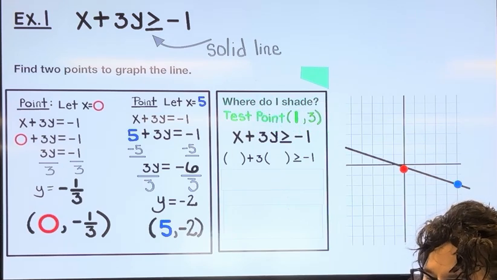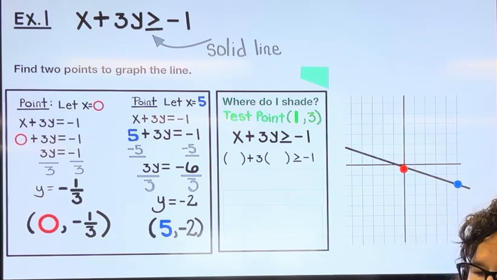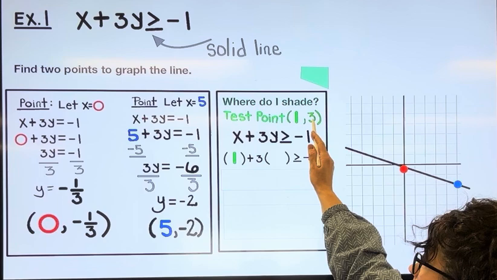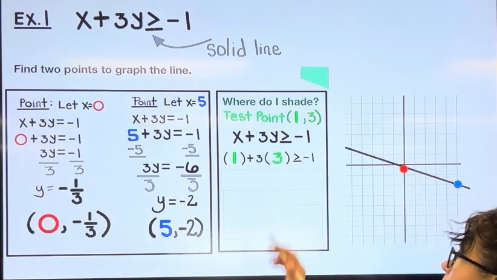Whoops, my bad. Try this again. Oh, I'm having a hard time here. I'll just redraw that. I'm going to replace the x with 1, and then I'm going to replace the y with 3.